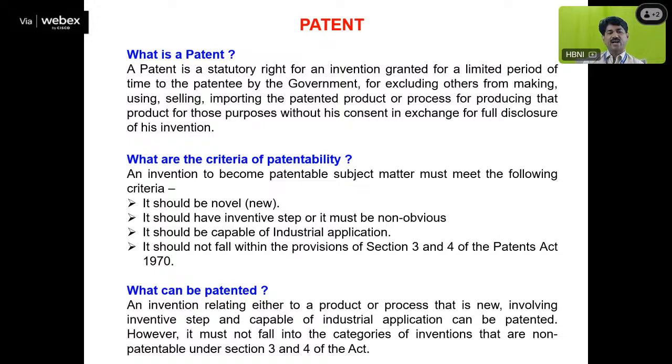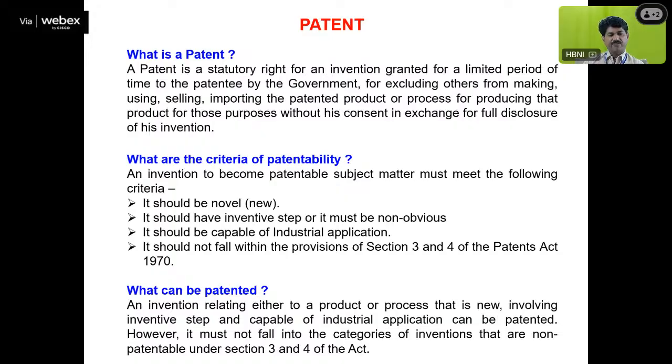So what are the criteria of patentability? So what are the things that can be patented? That we'll discuss now. For an invention to become patentable, the subject matter must meet the following criteria. I have given a few things here. First one, it should be novel or new, because our patent is about innovations or inventions. So whenever we are talking about invention, it has to be a novel or a new thing.